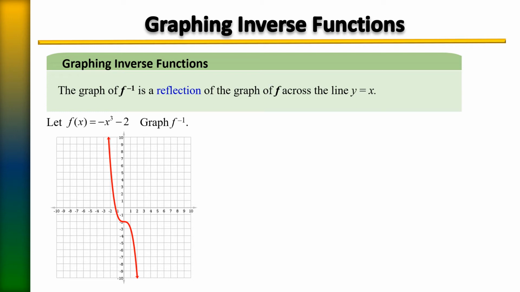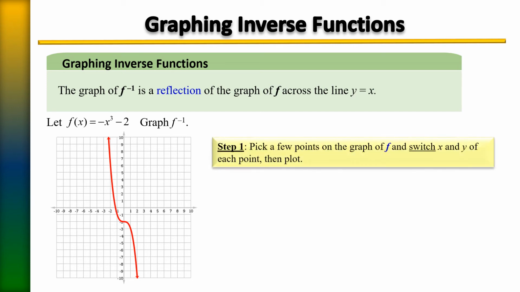So to find the inverse of this function, remember with the inverse, your x and your y values will just simply swap. So all we have to do is really take a few points on this graph and then switch or reverse the x and y, plot those points, and then sketch your graph. So let's pick a few points from this graph. We're going to use (-2, 6), (-1, -1), (0, -2), and (1, -3).